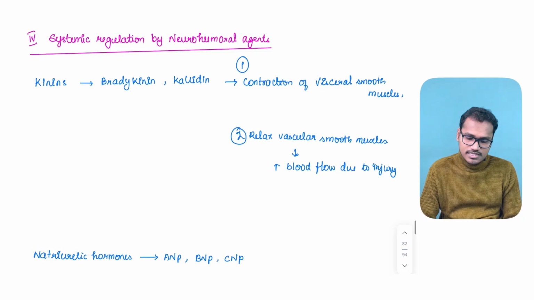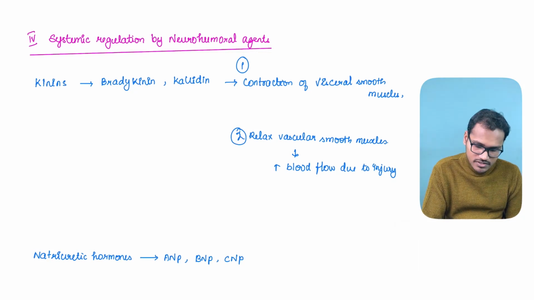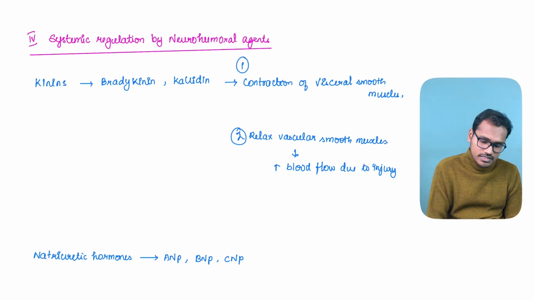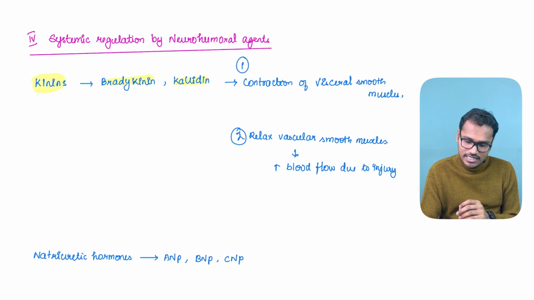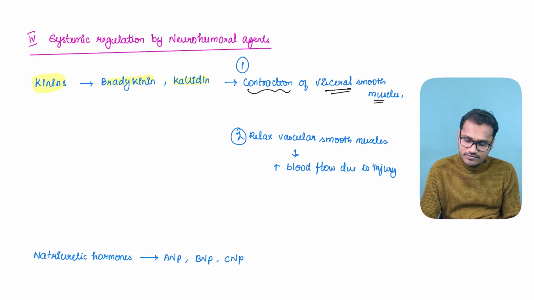Now coming to the systemic regulation by neurohumoral agents. These are substances which are produced by the neurons, circulating in the blood, and they will cause the action. A few of them we will discuss. The kinins, especially bradykinin and kallidin, have a dual action. They will contract the visceral smooth muscles and cause contraction, whereas in vascular smooth muscles, they are going to relax.